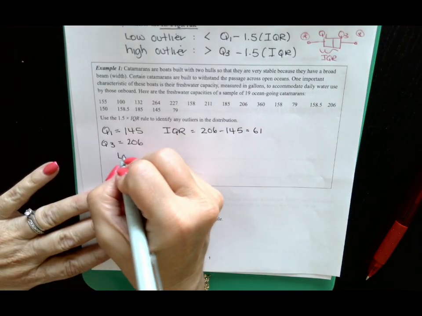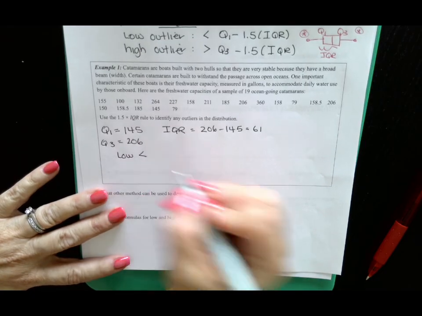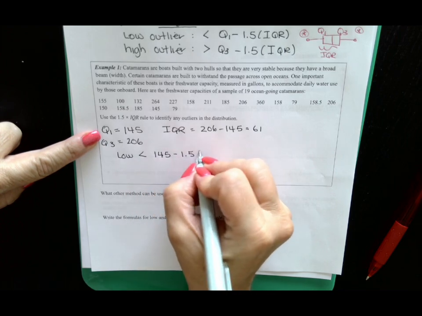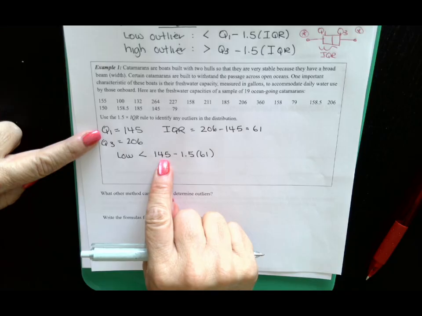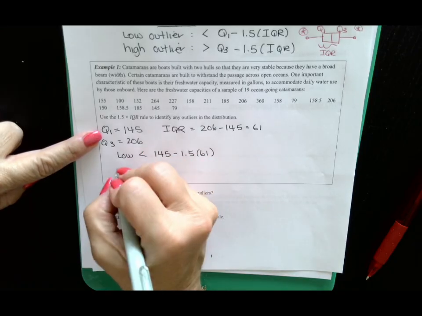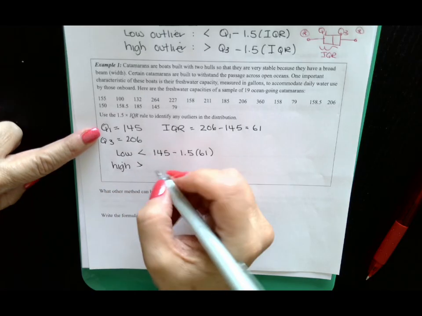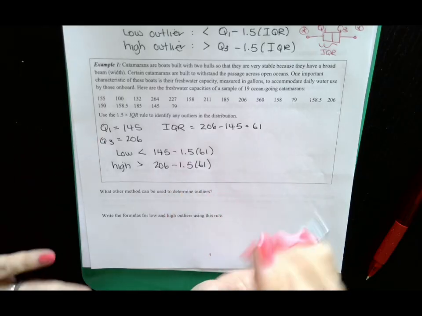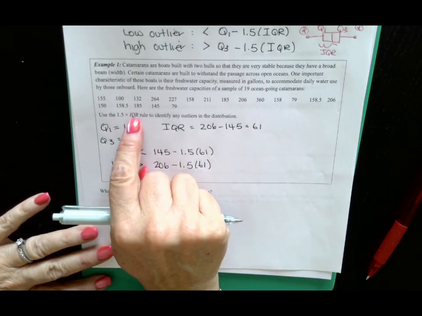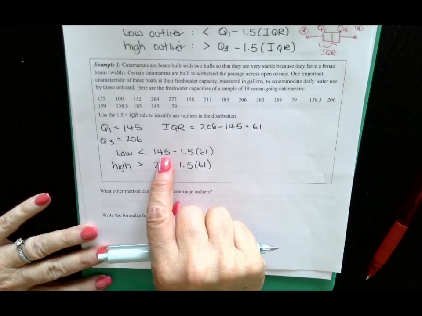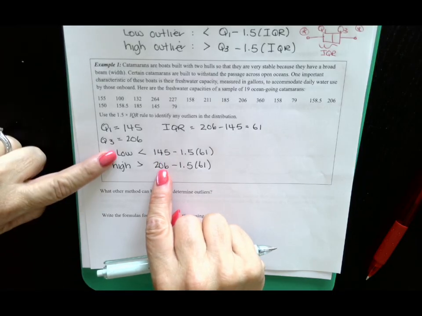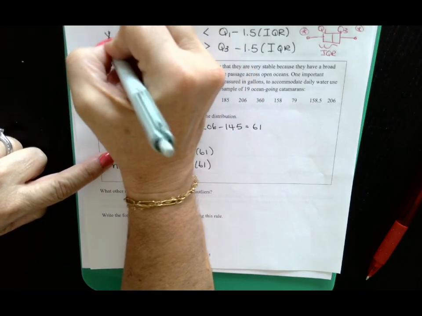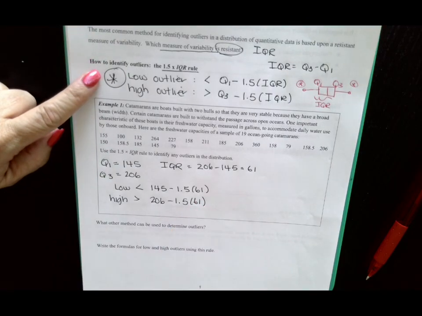So if I'm checking for a low outlier, this is going to be a value that is less than Q1, which is 145, minus 1.5 times 61. So here's my Q1 minus 1.5 of my IQR. Then I'm going to check for a high outlier, and that's going to be a value that's greater than Q3, which is 206, minus 1.5 times 61. Now, here's the thing. When you're doing this, you have to remember that the IQR rule means you're going to use Q1 for a low outlier and Q3 for the high outlier. And it's not going to tell you that. This is just a formula you're going to have to memorize. So I would tell you, make sure you go up here and you know these 2 formulas.